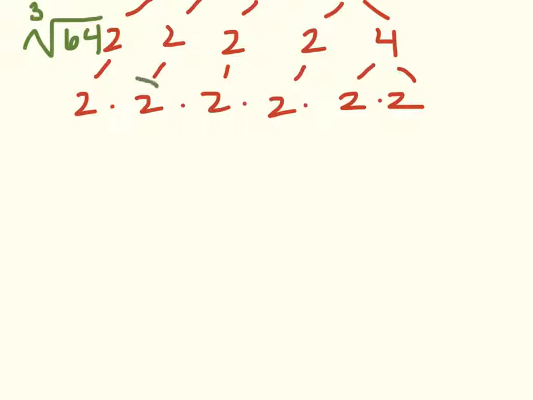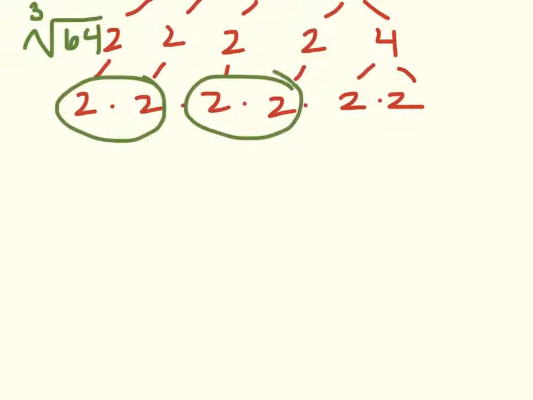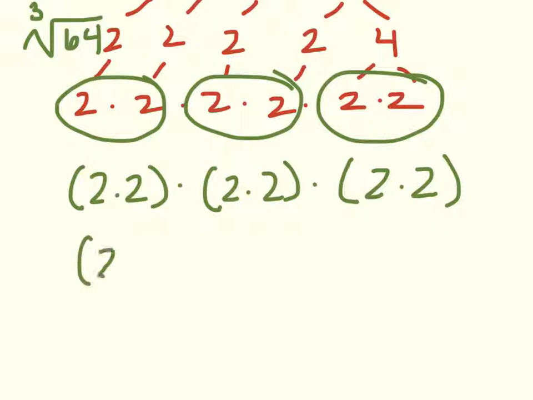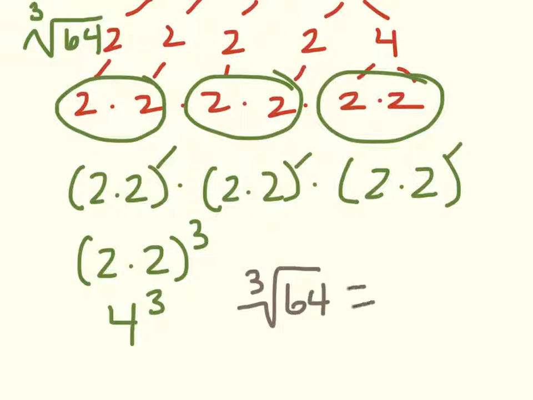Well, I can see right away that we have 3 sets of 2 times 2. Okay, so let's rewrite this as 2 times 2 times 2 times 2 times 2 times 2. Okay, now we can rewrite that as 2 times 2 cubed, right? Because they're all the same, they're identical. So we can write them as 2 times 2 cubed. So 2 times 2 is 4 cubed. So what we're looking for, our cube root of 64, is 4.